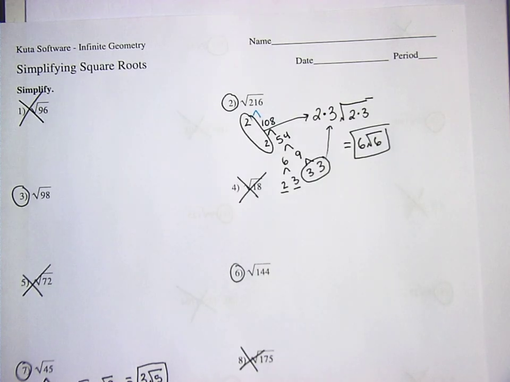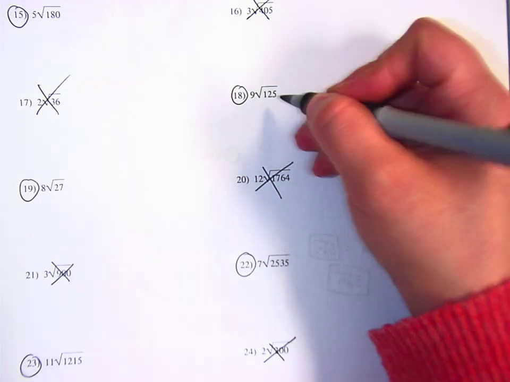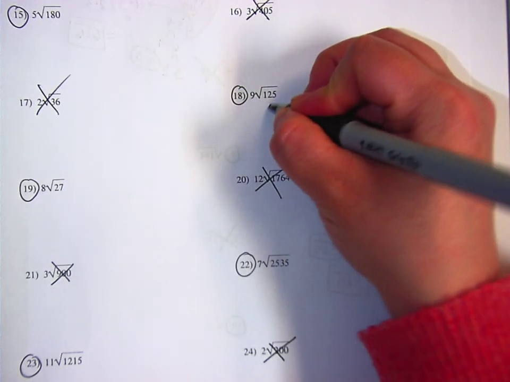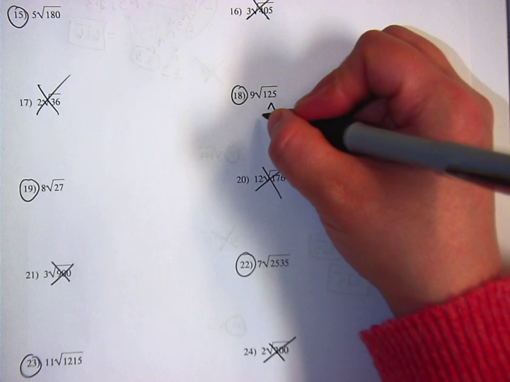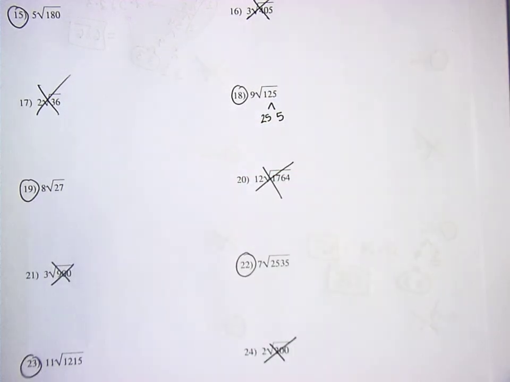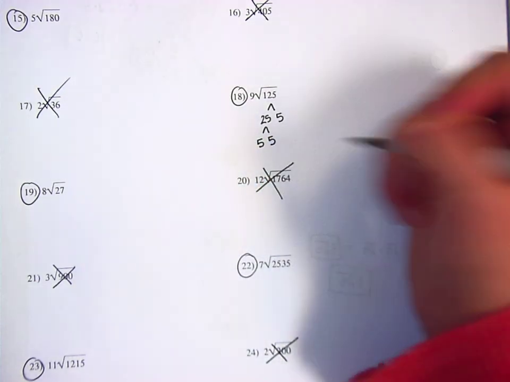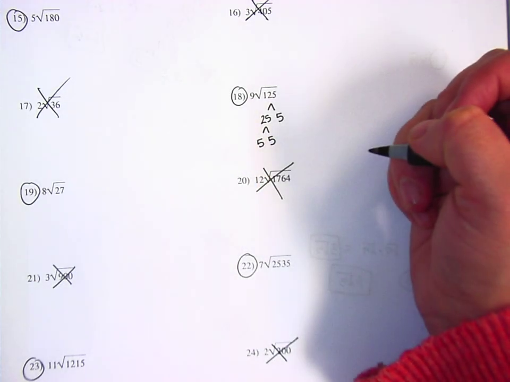All right, I'm going to do 2 more with you. I'm going to pick some from the back this time. All right, let's try this one, 18. This time, the only difference is it's 9 times the square root of 125. If you break that down, let's see, 25 times 5, I guess. That works. And then if I break down 25, that's 5 times 5. That's as far as I can break them down.